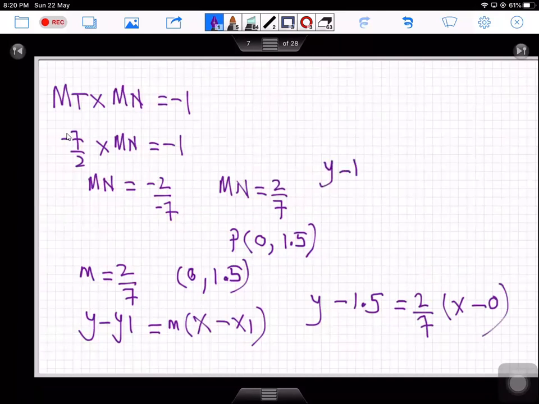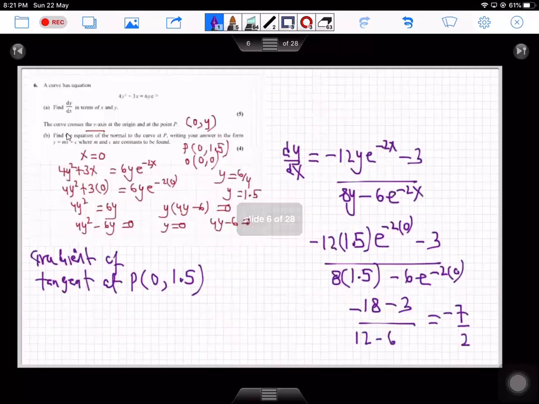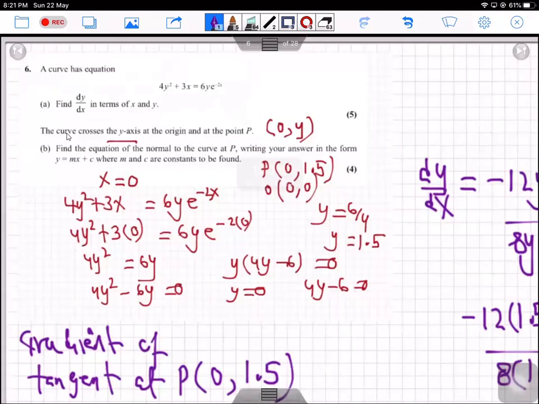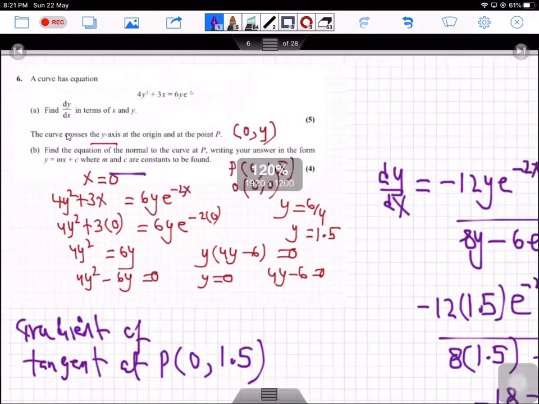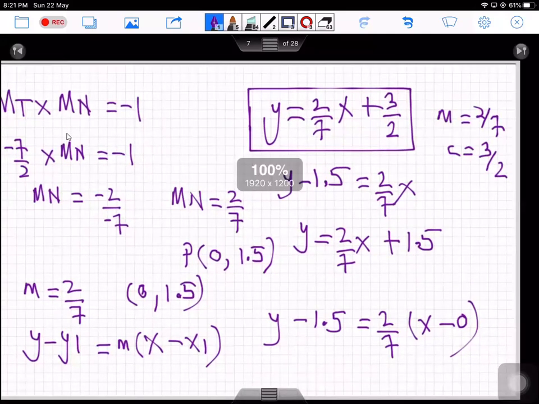So y minus 1.5 is equal to 2 over 7 x, and y equals 2 over 7 x plus 1.5, and 1.5 is actually 3 over 2. So y equals 2 over 7 multiplied by x plus 3 over 2. It is in the form of y equals mx plus c. Therefore, the gradient is 2 over 7, and as they are saying that m and c are the constants to be found, therefore m is equal to 2 over 7 and c equals 3 over 2. This is supposed to be your final answer.